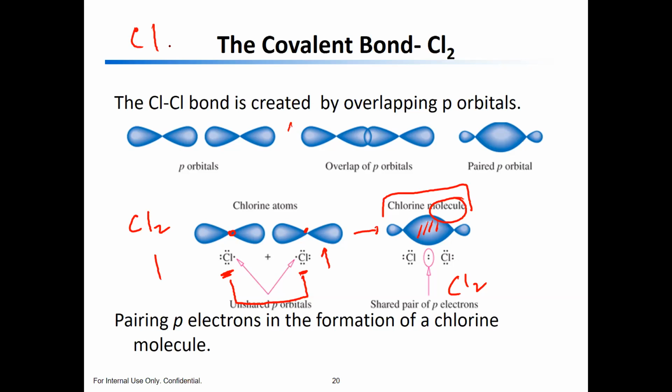Why don't they form Cl5? Why only 1 and 1 combining together? Because each chlorine only needs to share 1 electron. So they're going to form a connection here. When you have 2 electrons, that's a bond. Instead of drawing it like this, we could also draw it like this.